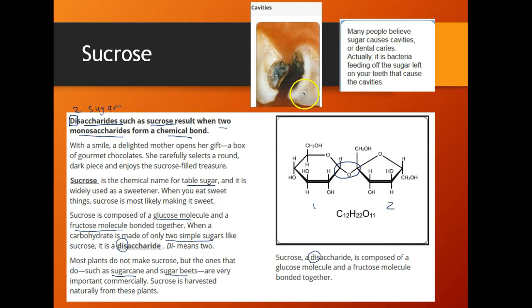And here's a little interesting note on cavities. I'm sure all of you guys have been to the dentist before and maybe you've gotten a cavity or know someone that's gotten a cavity. Many people actually believe that sugar causes cavities. However, it's actually that when you have sugar on your teeth and you don't brush or floss or take care of it, bacteria feeds off the sugar, and that's what actually causes the cavity.